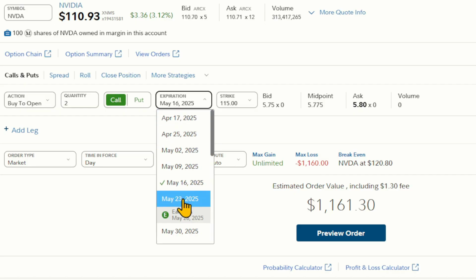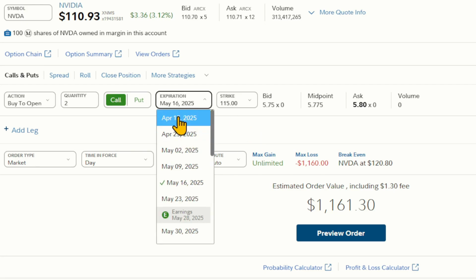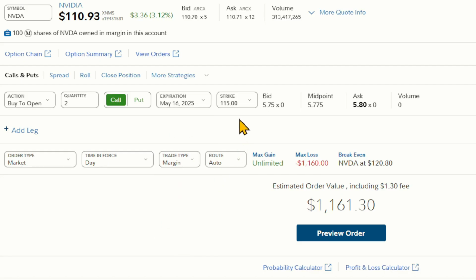And as you pull this open, one of the things that Fidelity does is they call out earnings, which is nice, so you can see where you're selling or buying. So I'm picking the May 16th. Okay, that's just arbitrary. Shorter dated options will cost you less. Longer dated options will cost you more. More time, more expensive.